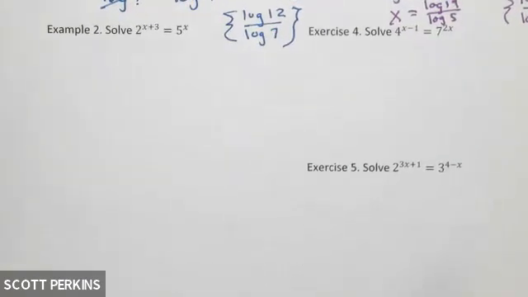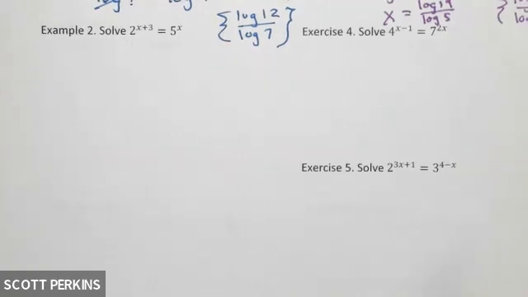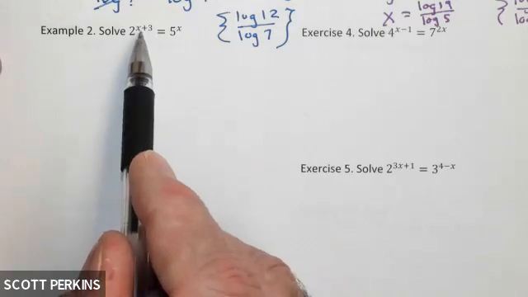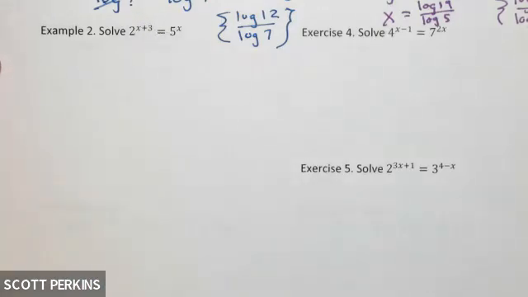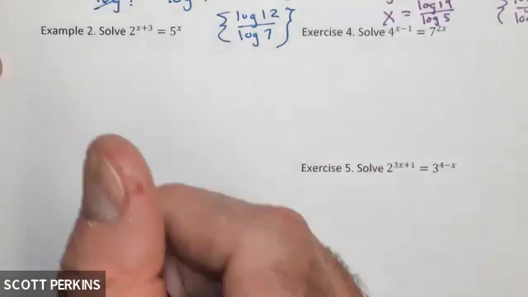So here goes. Example 2. I've got another exponential equation. This time, the difference between this problem and the previous one is I've got variables on the power of both sides. Okay, so that makes it even more fun. So again, when I notice that, I'm going to take the logarithm of both sides. Okay, so that is going to be my standard practice.